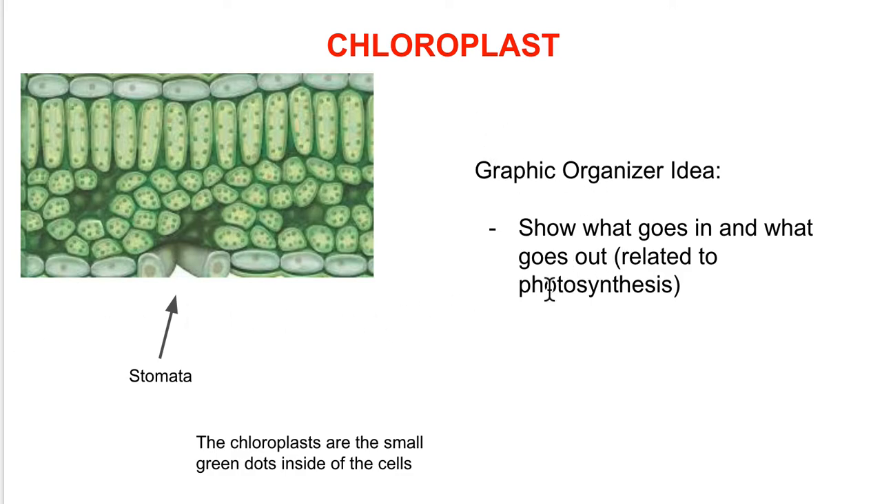So graphic organizers show what goes in and out related to photosynthesis. I like this picture here. So this would be like the top of the leaf. This would be the bottom of the leaf. This would be a stomata, so that hole. So carbon dioxide would go in. That carbon dioxide would diffuse into the chloroplast, or into these cells, and then get into the chloroplast, and that's where photosynthesis will happen. It'll produce oxygen through photosynthesis. That oxygen will come out, right? So through diffusion also.